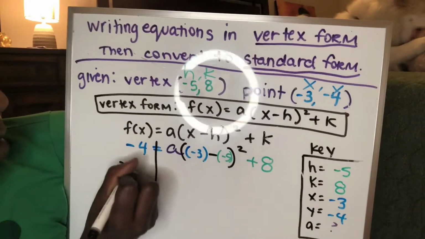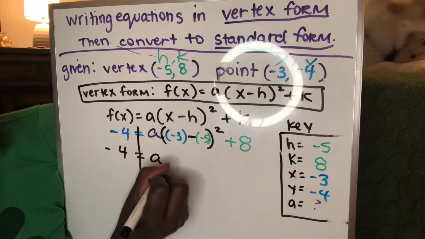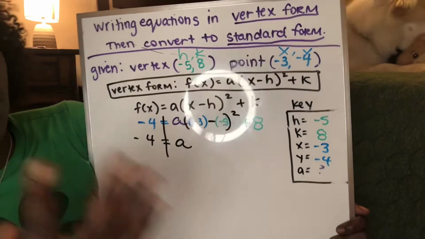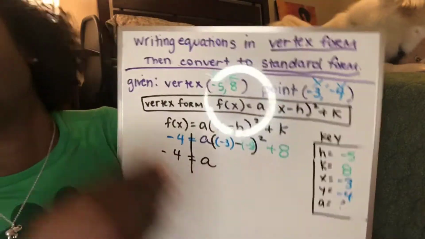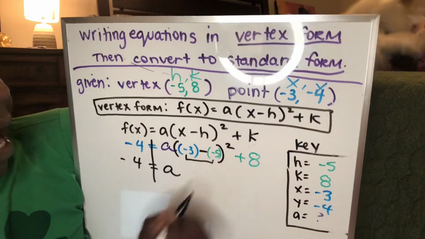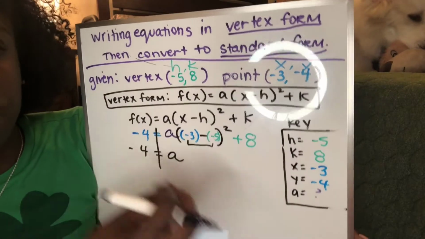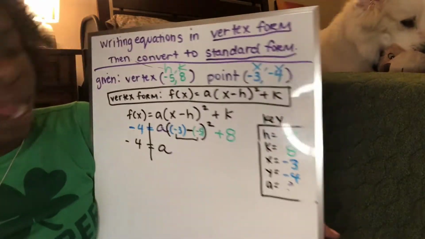So I'm going to bring down -4 because there's no math to be done on that side. I'm going to bring down a. But now in this parentheses, we think about PEMDAS. We always perform parentheses first and then exponents, then multiplication, division, addition, subtraction, right? So in my parentheses, I have -3 minus -5. We must do that math first to simplify before we can continue on with our problem.